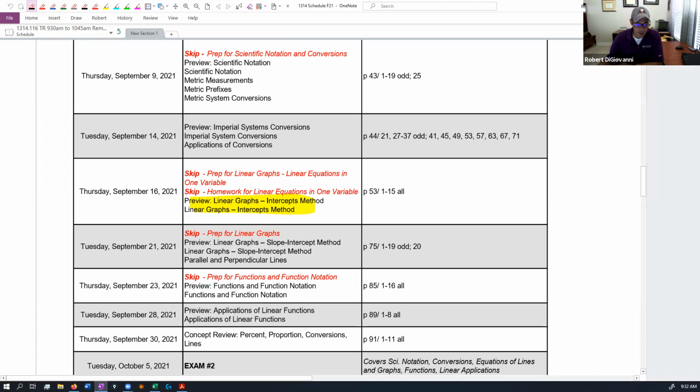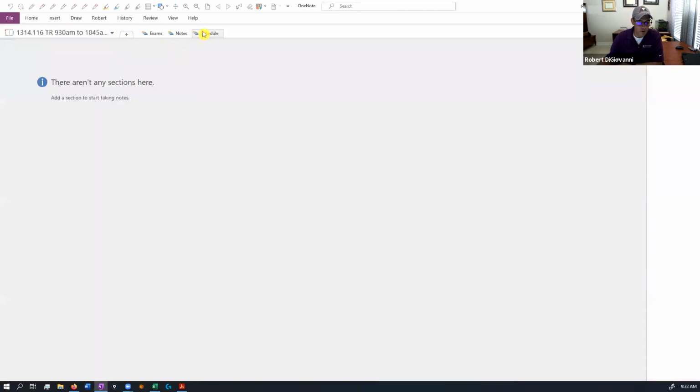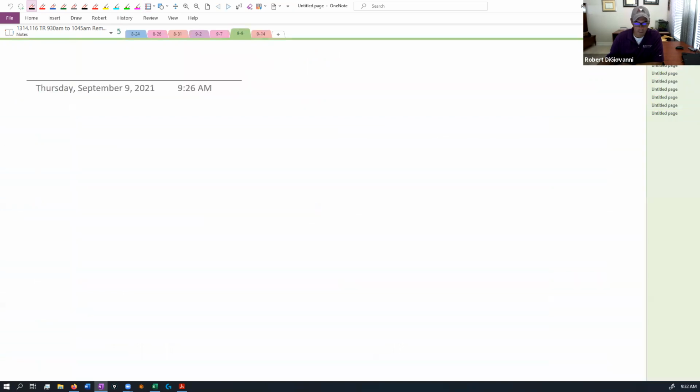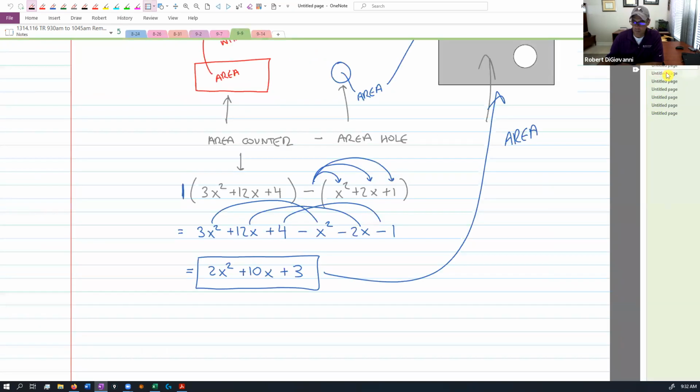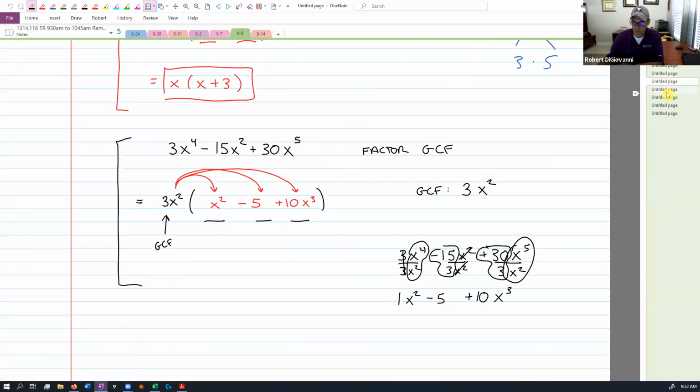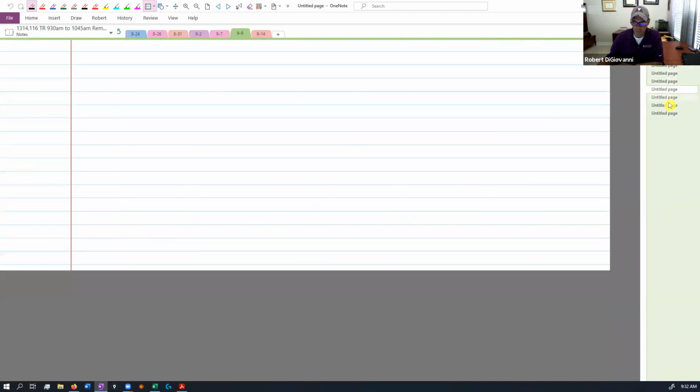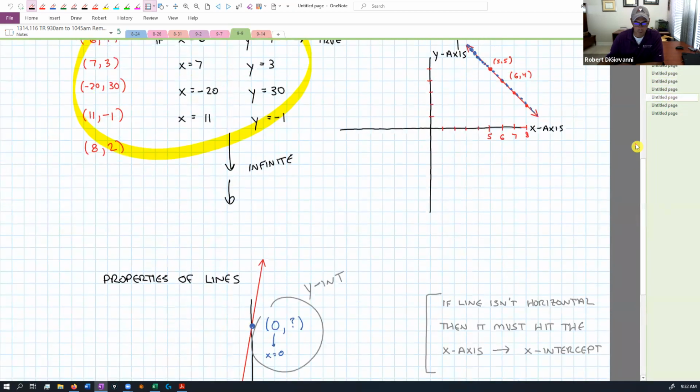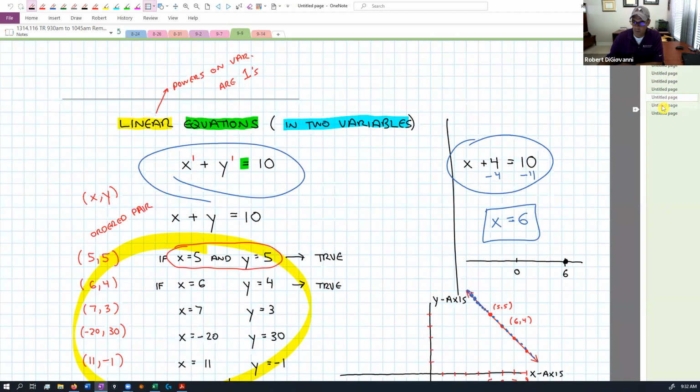And then we are going to move into the next section, which is still graphing lines, but using a different method. So any questions before I begin? No? We're good?